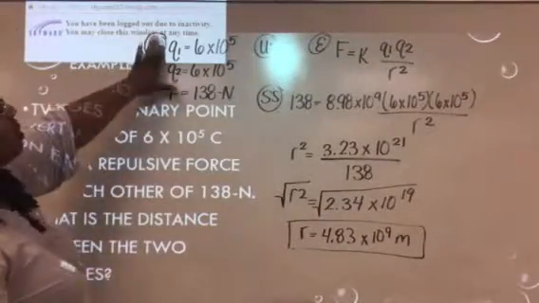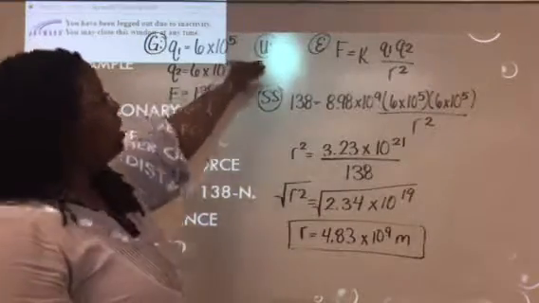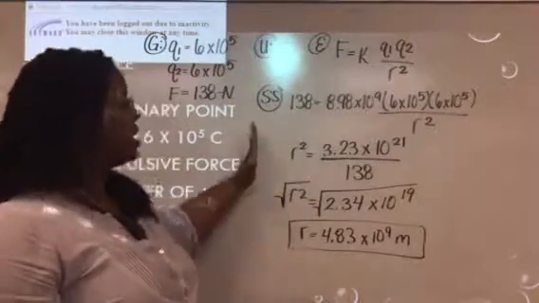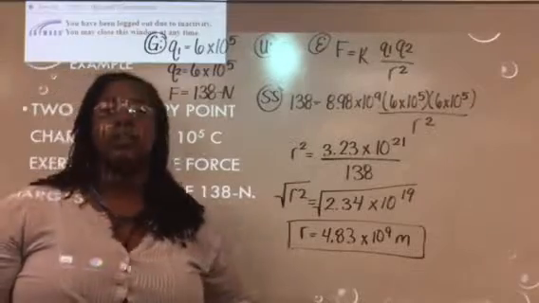So we have our given information, our unknown, the equation of choice, and then from there, we're simply going step by step.